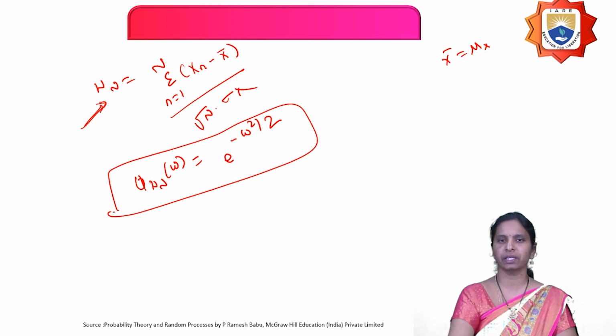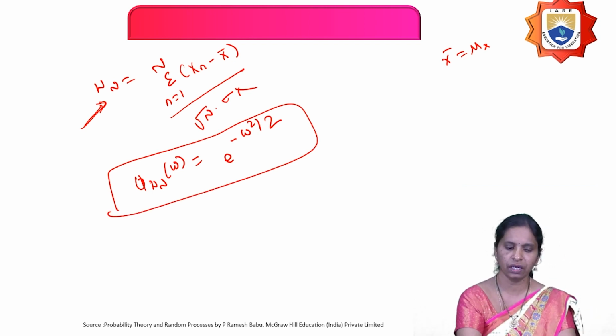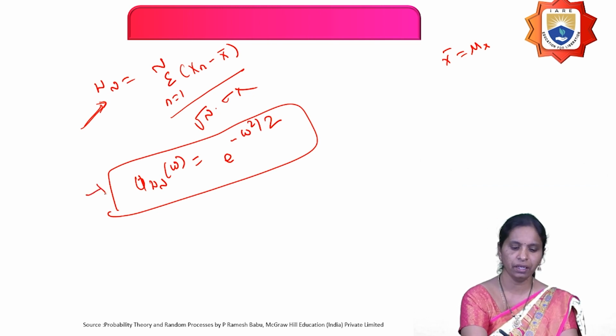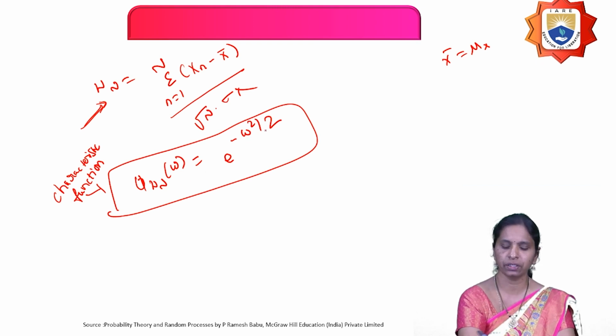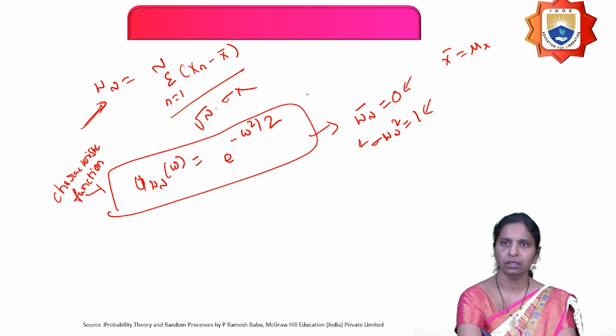So how do you prove the central limit theorem for equal distribution? You have to prove that the characteristic function phi_Wn of omega approaches the Gaussian characteristic function. We have already seen this characteristic function in the previous lecture. The characteristic function of the Gaussian random variable is e power minus omega squared by 2. The mean of the Gaussian random variable Wn is 0 and the variance is 1. So for zero mean and unit variance, the Gaussian characteristic function is e power minus omega squared by 2.